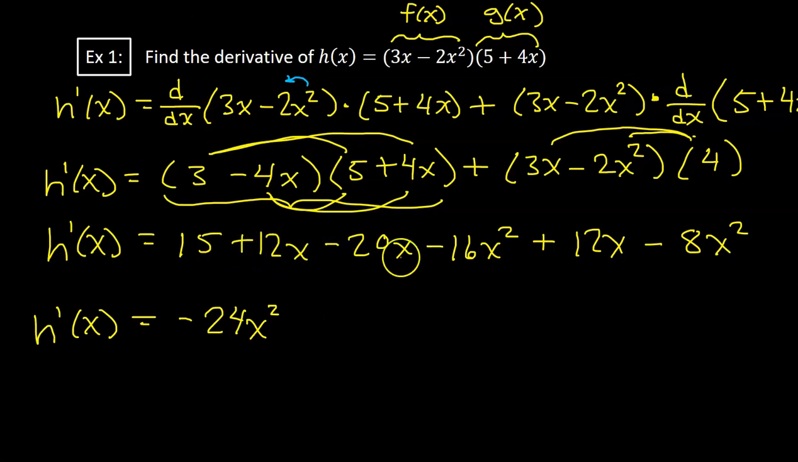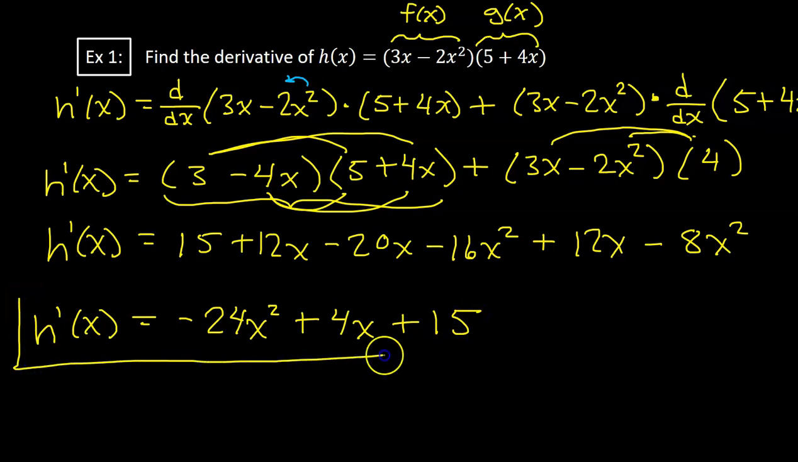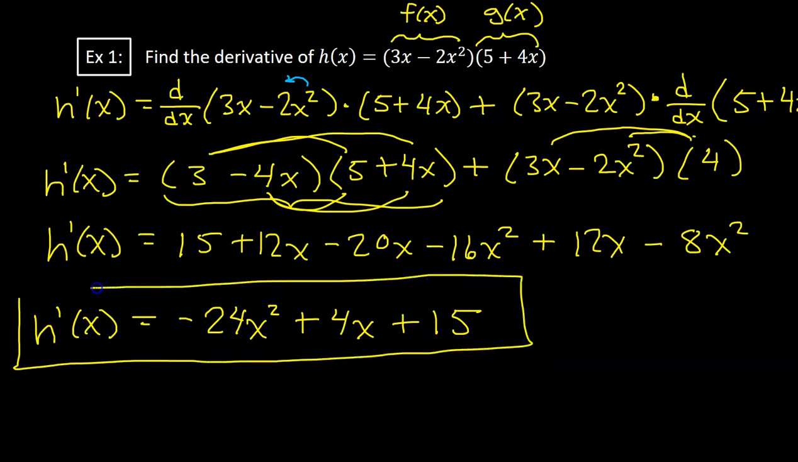Okay, so 12 and 12 would be 24. Minus 20 is positive 4. So we're going to have positive 4x. And now the constant term is 15 is the only one. So plus 15. So that's it. This should be the derivative of function h using the product rule.